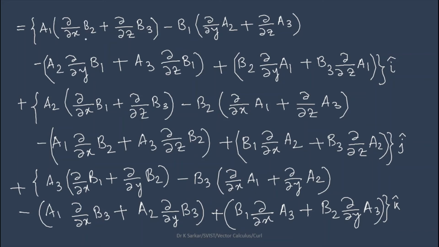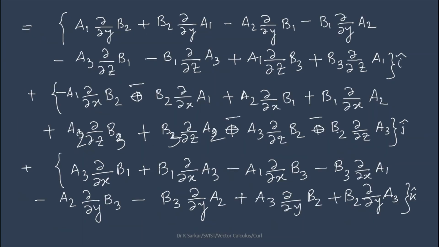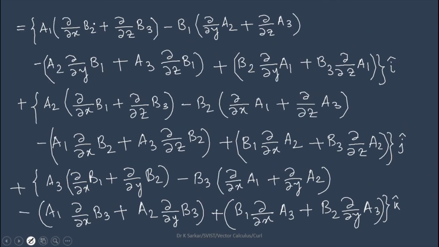Let's start. There is a mistake here in this term. Let's see. So this is a1 del y b2. So this one should be y. Now let us add terms. Here we see del y b2 plus del z b3. We need del x b1.